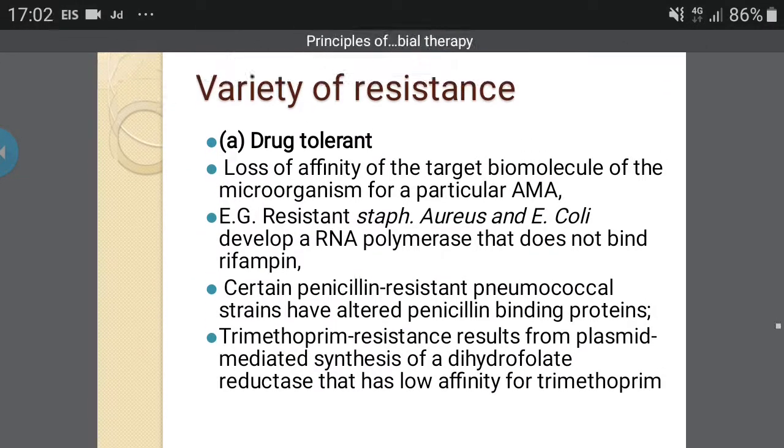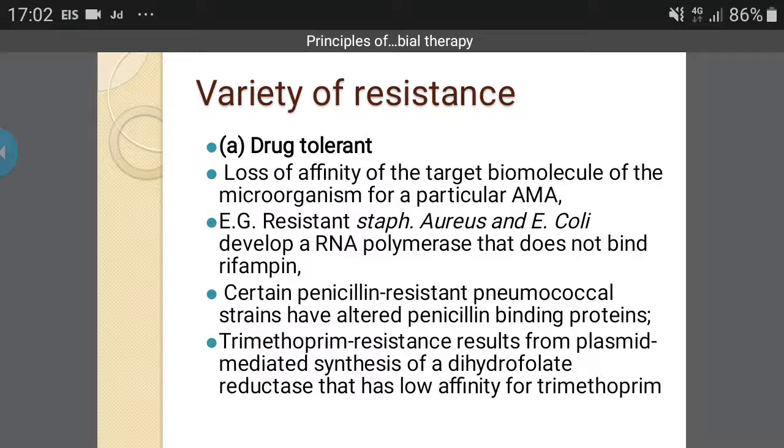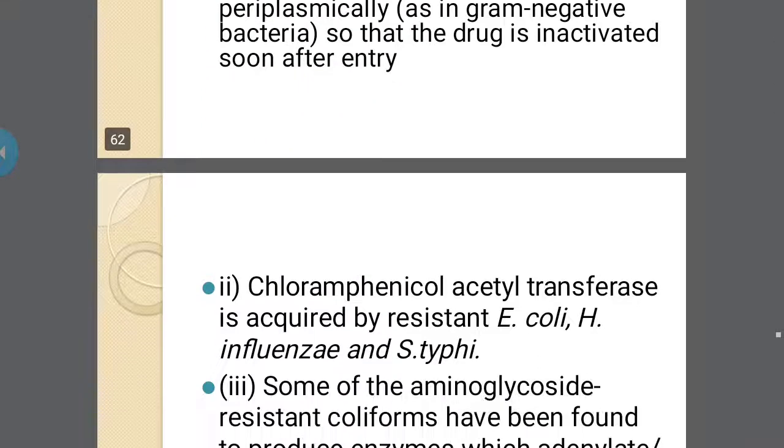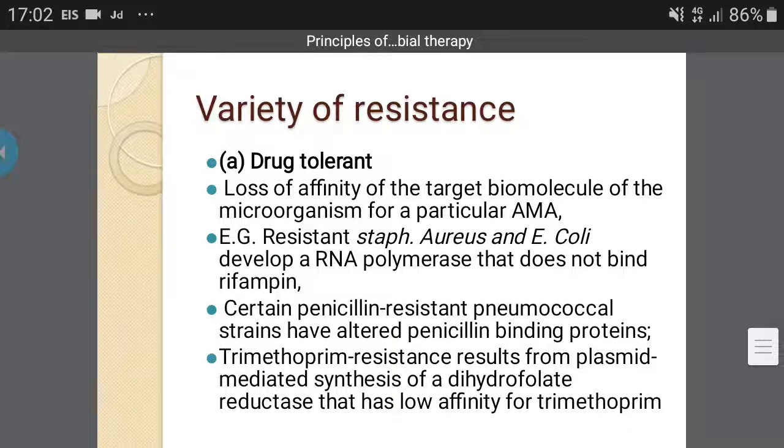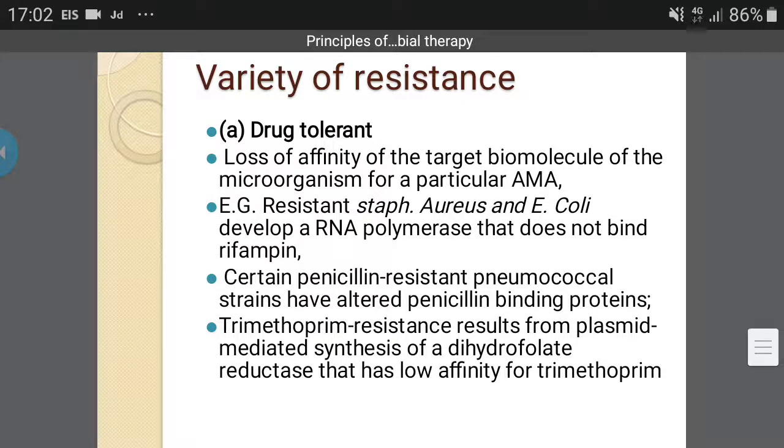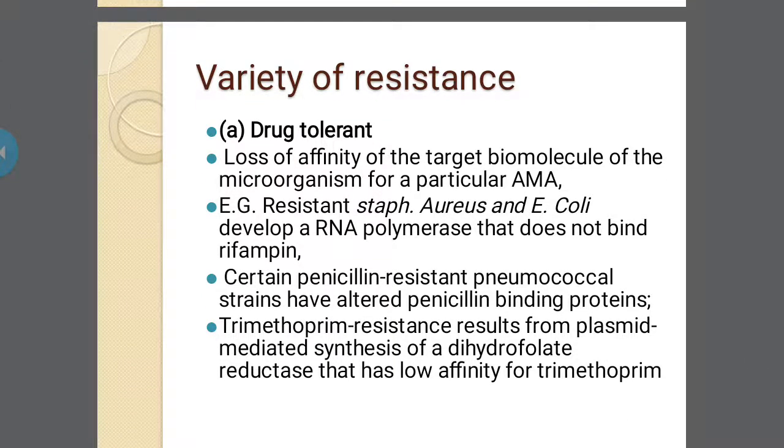Next, varieties of resistance. There are multiple varieties of resistance. One can be called drug tolerance. There is loss of affinity of the target molecule of the microorganism to a particular antimicrobial agent, so the target site is damaged. Certain penicillin resistant pneumococcal strains have altered penicillin binding proteins. Trimethoprim resistance results from plasmid mediated synthesis of a dihydrofolate reductase that has low affinity for trimethoprim.